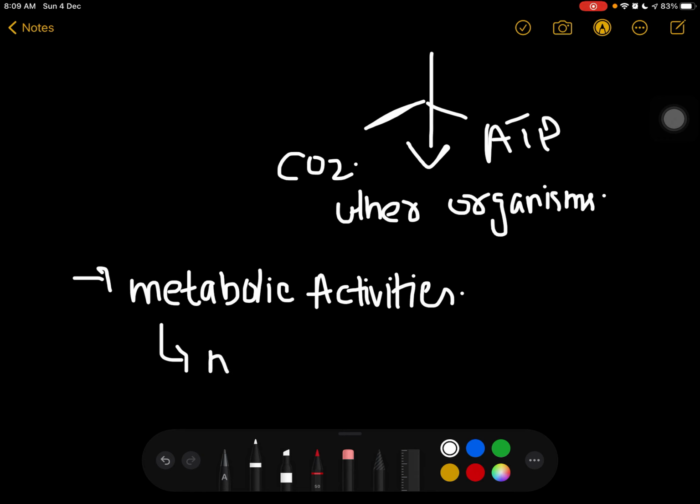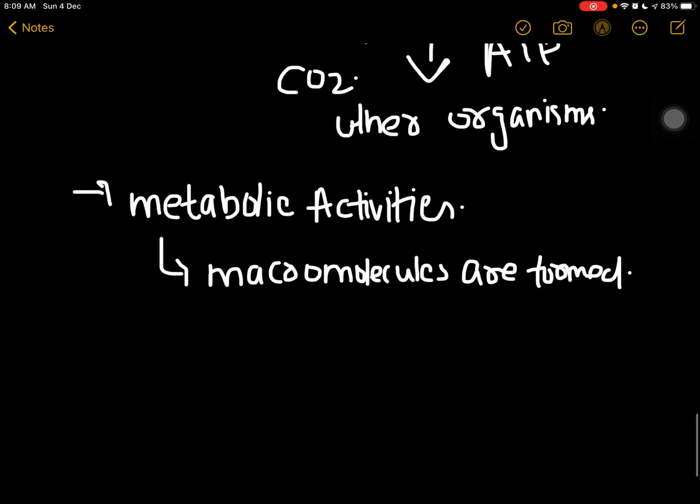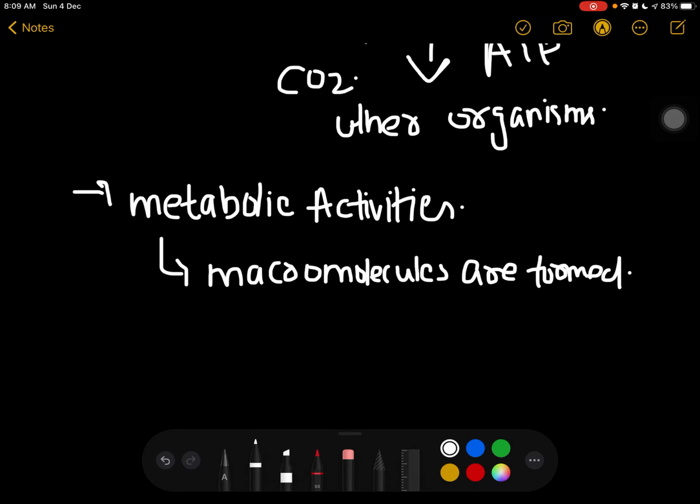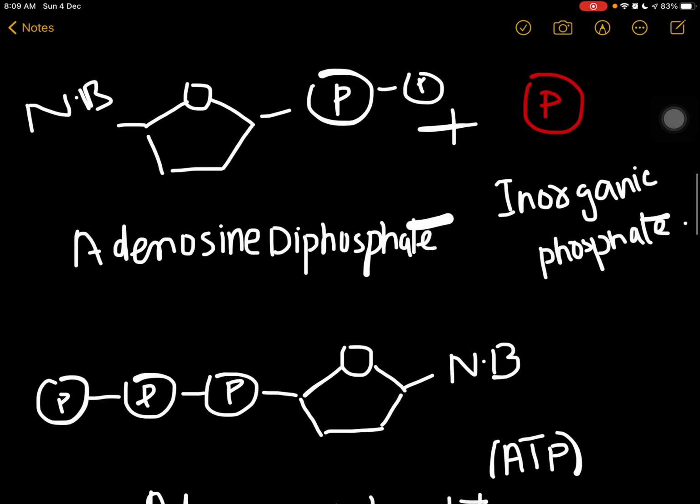What happens in metabolic activity? Actually, macromolecules are formed. So basically, energy is not formed, it is transformed. Okay, it will obey the law of thermodynamics. What does that law say? That energy can't be created, nor can it be destroyed. It can change from one form to another form. So basically here the energy is transferred, right? So I hope this concept is clear to you.